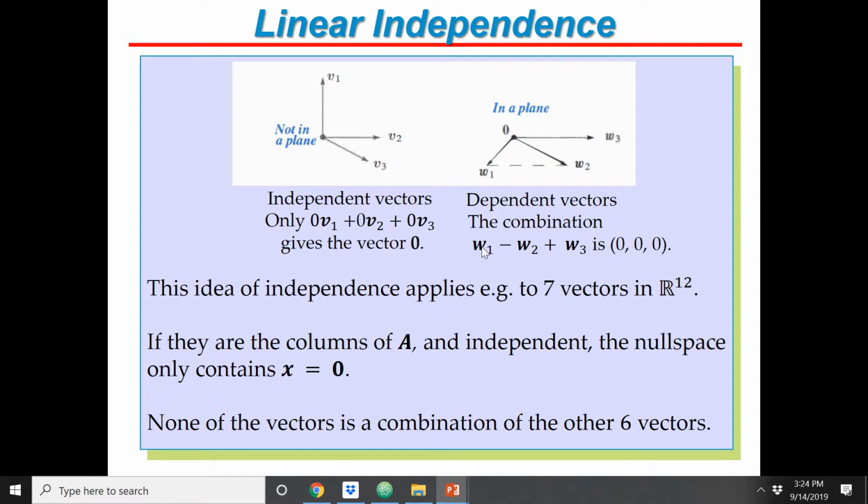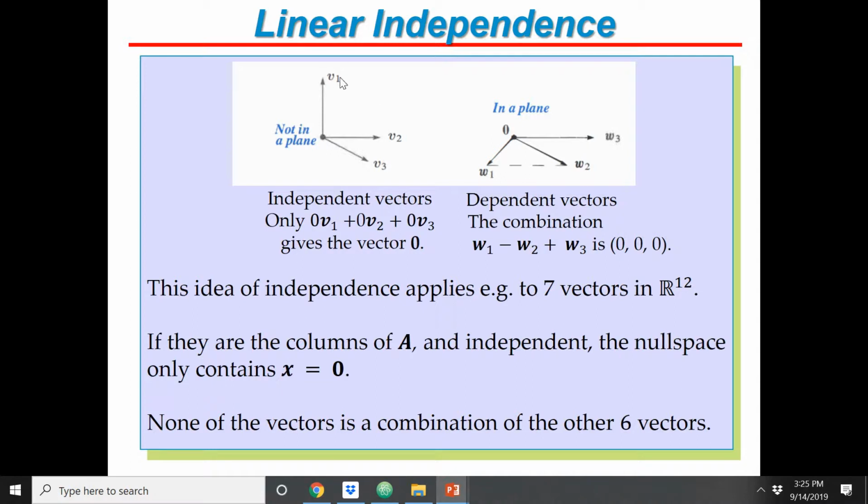So actually you can write a combination of the 3 vectors, in this case W1 minus W2 plus W3 equal to 0, where the coefficients, as you see, are not 0. It's 1, minus 1, and 1. So in this case the 3 vectors are dependent.